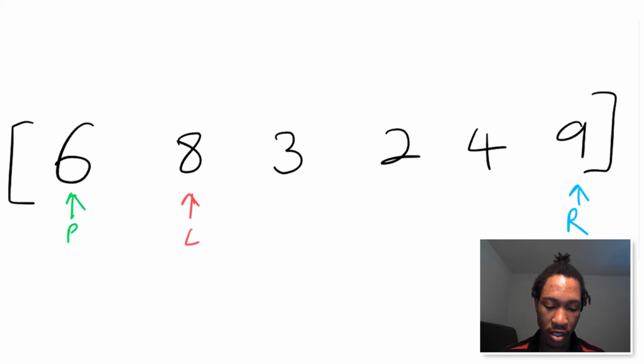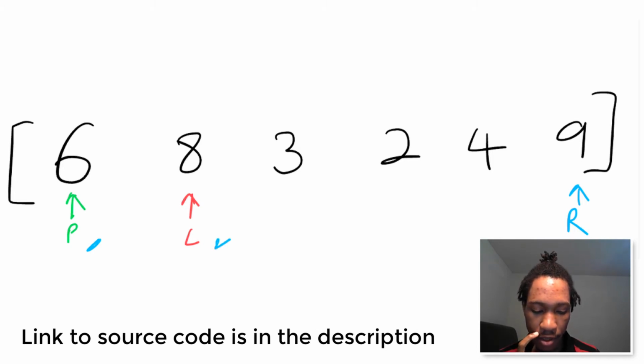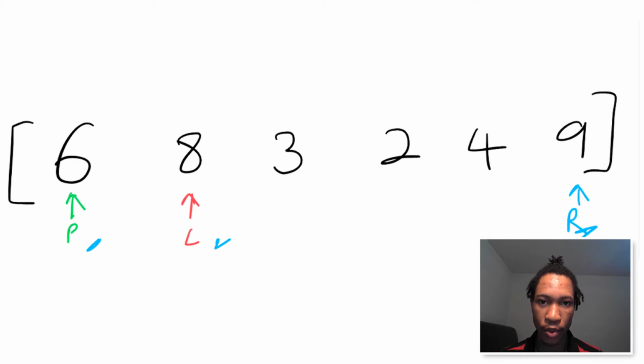Okay, so we have something like this, 6 8 3 2 4 9, and then we've initialized our pivot pointer to point to 6, the left pointer pointing to 8, and the right pointer pointing to the far right of the array. And then remember, we're going to have three cases, right? Cases where the left pointer is already less than the number we want to swap, so we increment it, and the right pointer is already greater, so we decrement it. And cases where both the left and right pointers are not in their rightful positions, and then we swap them.